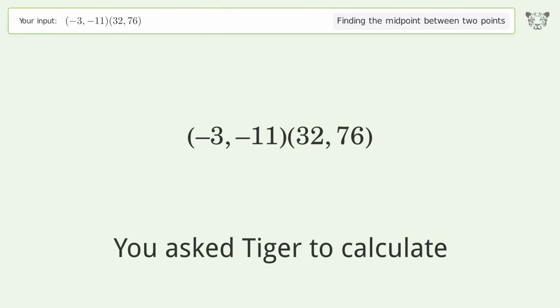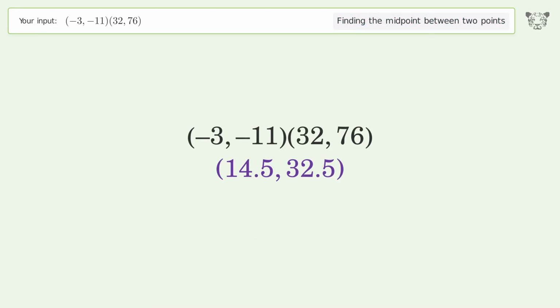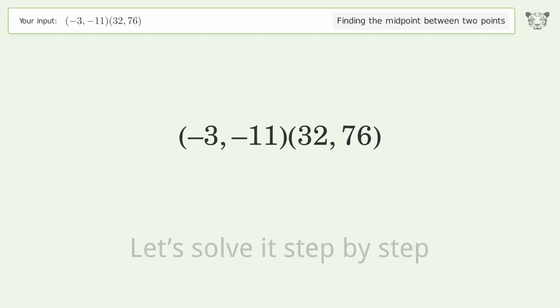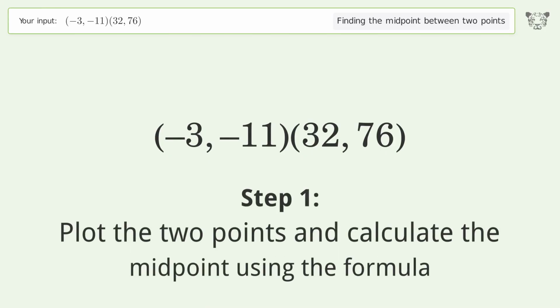You ask Tiger to calculate. This deals with finding the midpoint between 2 points. The midpoint between the 2 points is 14.5, 32.5. Let's solve it step by step. Plot the 2 points and calculate the midpoint using the formula.